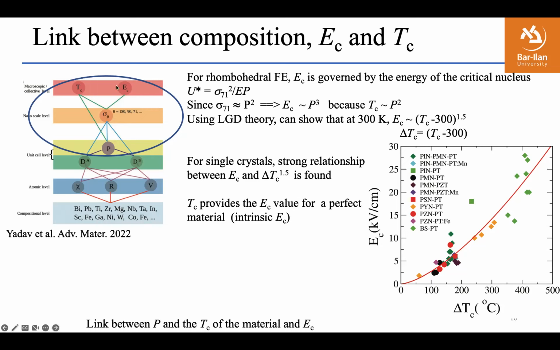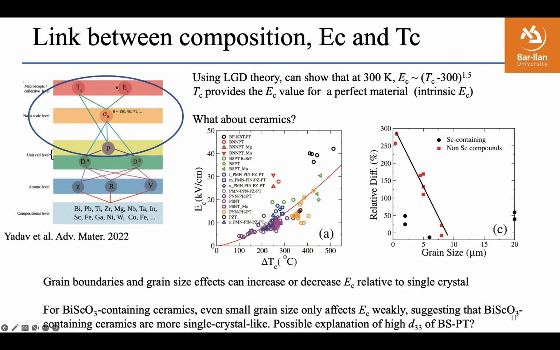So what can we do with this besides just fitting these data? We can look at ceramics. Okay, so in ceramics, we have two effects. We have the intrinsic effect of the material, how much the material wants to switch. And we also have the effect of the grain size or grain boundaries. And you can see that if I plot now the ceramic data versus this delta TC, it still roughly follows this trend, but we have a lot of outliers.